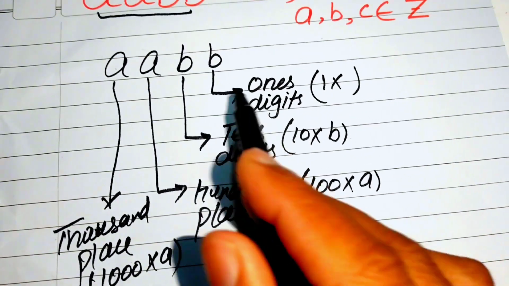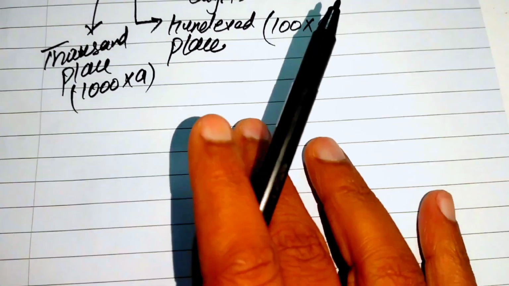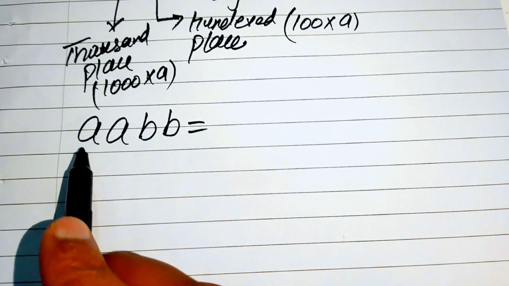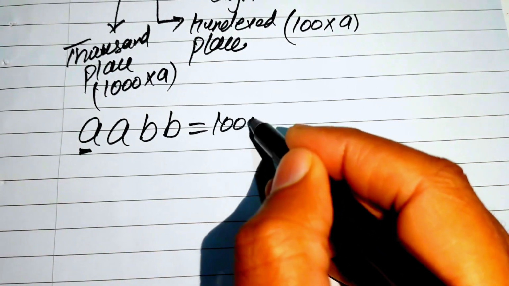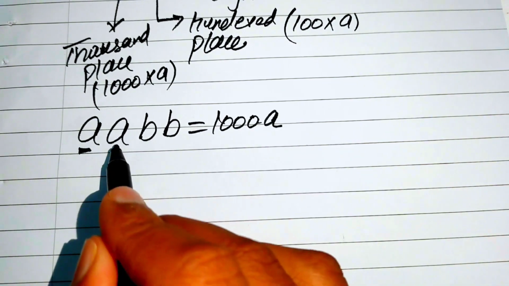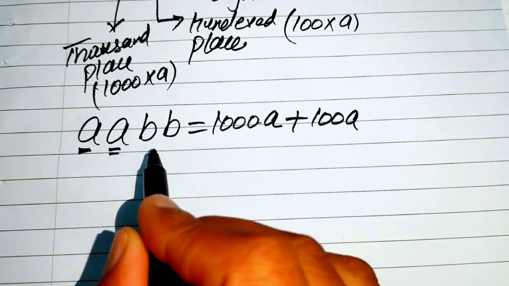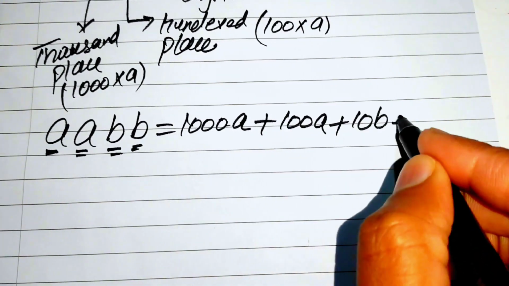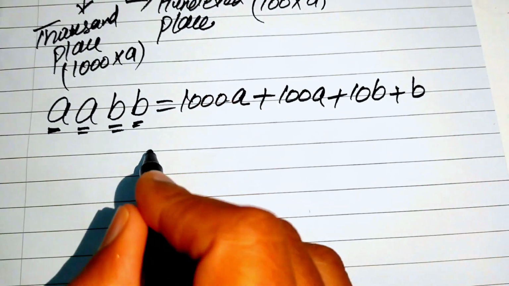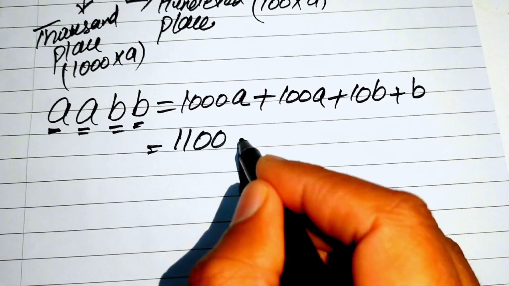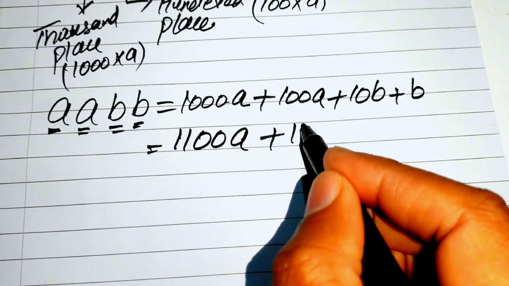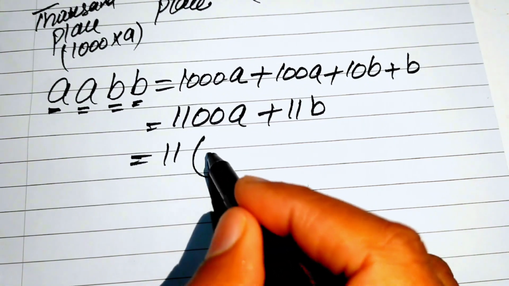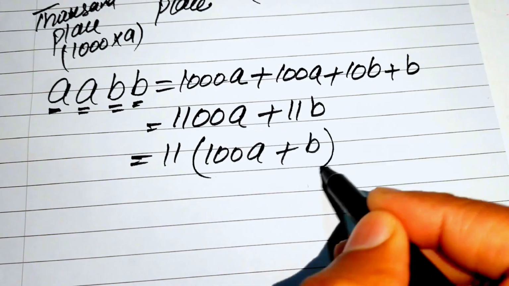Now we combine all these expressions, and we write AABB equals, because this A lies in the thousands place, 1000 times A, and this A lies in the hundreds place, 100 times A. This B lies in the tens place, so 10 times B, and this B lies in the ones place, so 1 times B. When we add 1000 plus 100, it becomes 1100 times A, and when we combine these two, we get 11 times B. So we take 11 common, and you get 11 times (100A plus B).